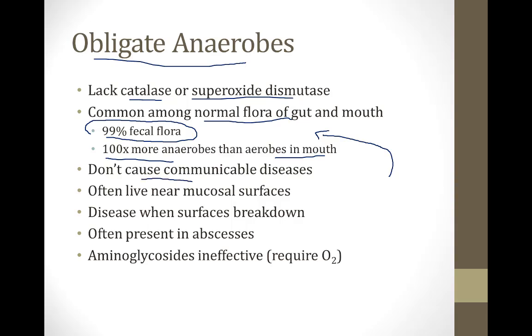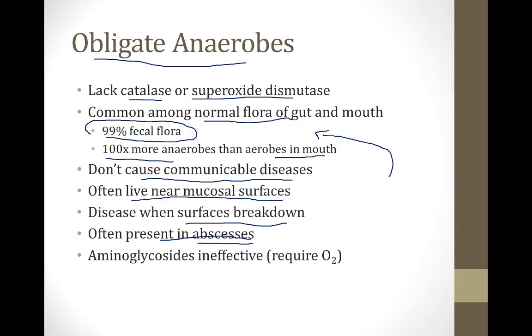In general, they don't cause communicable diseases because it's hard to transmit them from one person to another. As I said before, they often live near the mucosal surfaces, and the main time when these bugs cause infection is when surfaces break down. So you often find anaerobes in abscesses. You can imagine that if you've got anaerobes living on the surface of your mouth and you develop a dental abscess, those anaerobes can get inside and there's very little oxygen inside those abscesses, so they can grow and thrive and cause symptoms.